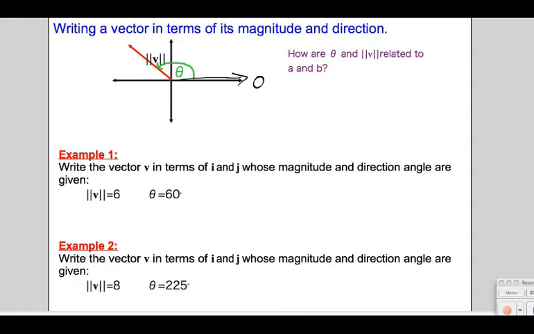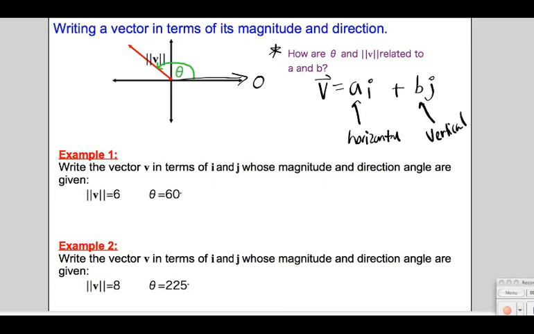But for now, I want you to understand that 0 is going to be straight to the right, just like your unit circle. So this goes back to the basics of the unit circle. And our goals here are to understand first how theta and the magnitude of v are related to a and b. Now, a and b is ai plus bj. And remember, a is really describing the horizontal component of the vector, and b is the vertical component, based on our definition that we talked about in class and in the last video. It's the horizontal and vertical component.